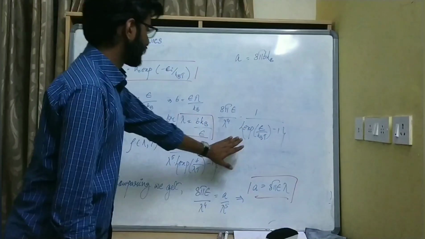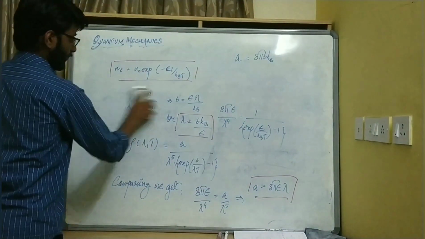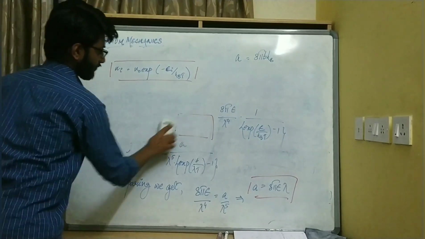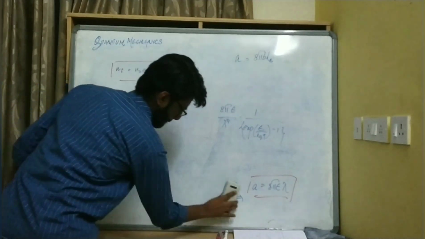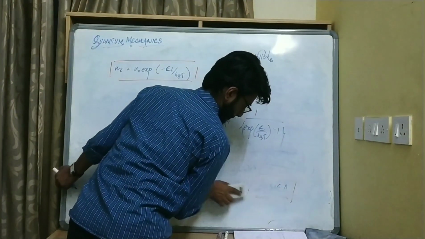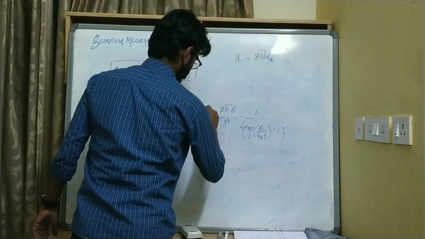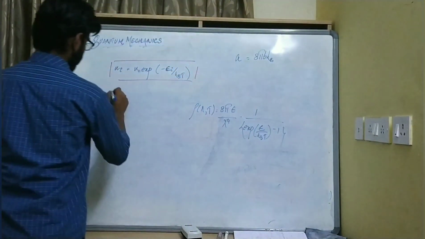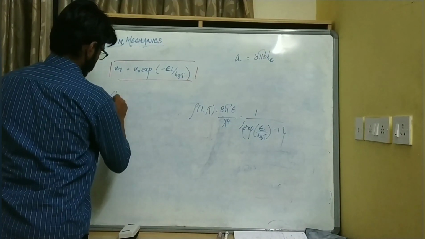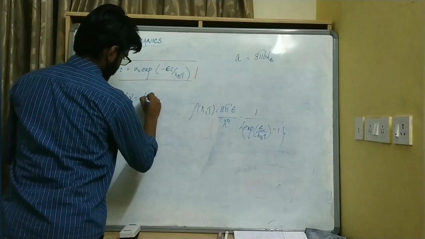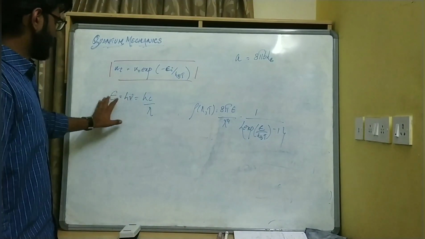Also, we have got this expression. This is the main expression actually. So I am going to erase all of this and deal with this. This is the expression for rho lambda T, and we know that we took epsilon is equal to h nu, which is just hc by lambda, and substitute epsilon into this.